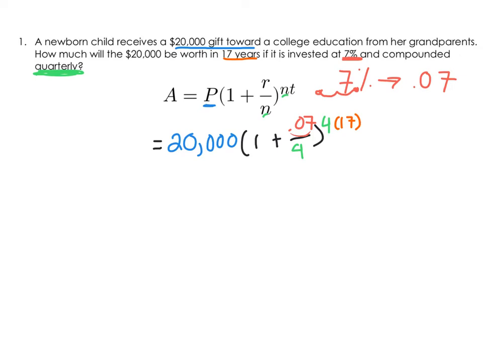One thing I do want to point out is that this 4 times 17 is all in the exponent. I'm going to show you how we can plug that into our calculator in another video. But this is what we need to plug in, and we are looking for A, our final amount, how much we're going to have in 17 years. When you plug this in, your final amount will be about $68.44.